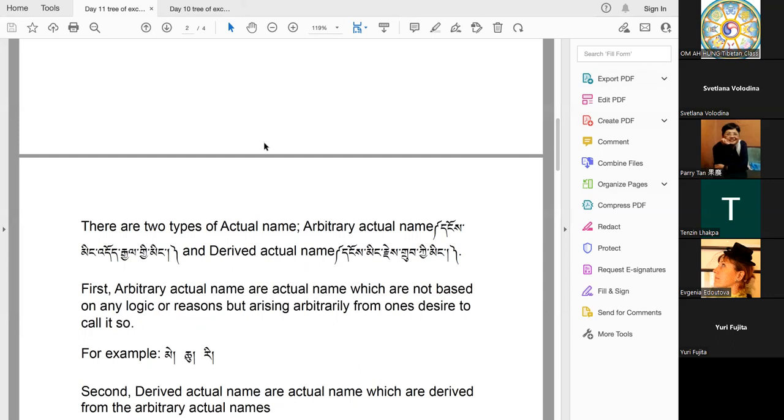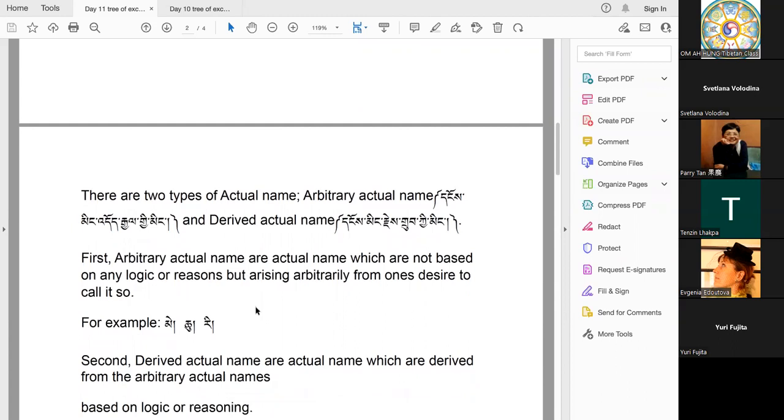So the arbitrary ones come from our own desire to give these names. It doesn't have any logic. It's something that is just given because we wanted to name it that, you know? And then Nguming Jirubgiming, which is the derived actual name, are names which require a certain type of logical reasoning to give a certain name. So first, the arbitrary actual name, Nguming Dögilgiming, are names which are not based on any logic or reasoning, but arising arbitrarily.